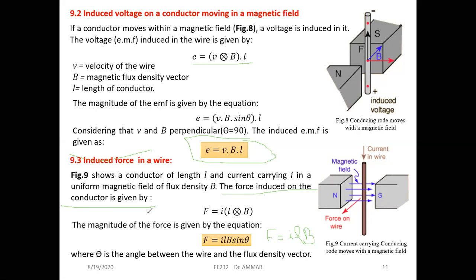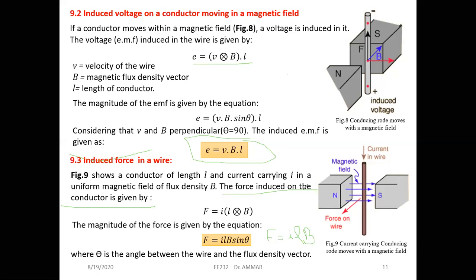In this case, I will check. Okay, so normally it's a mistake. I will check it. FBL. Yes, what? It should be I cross B multiplied by L. Normally, I will check it, no problem. Okay, I will check it.